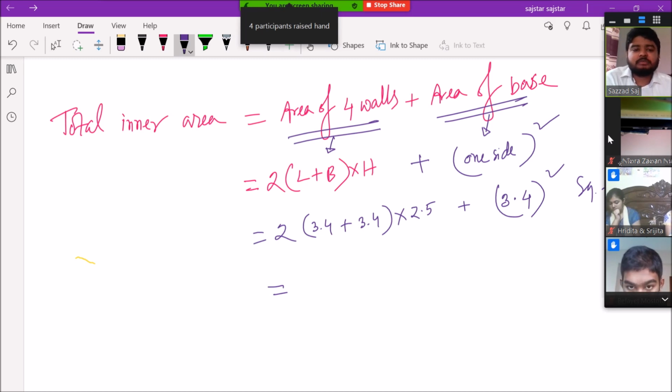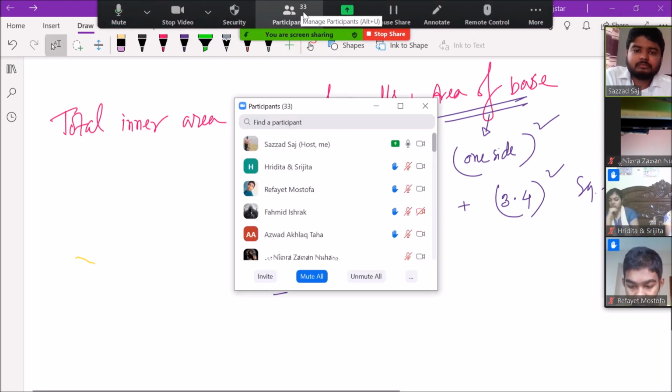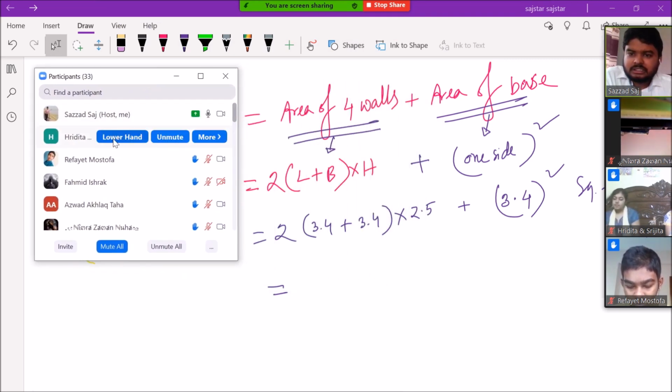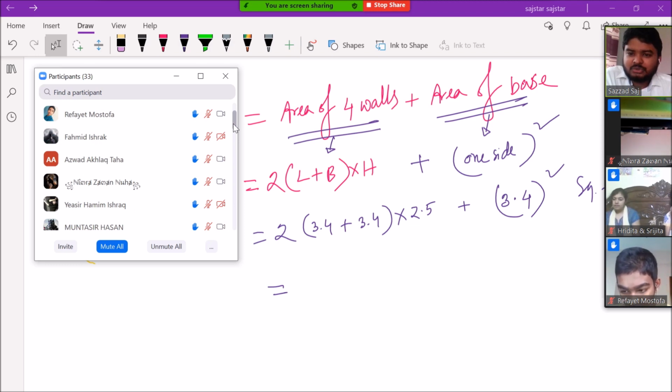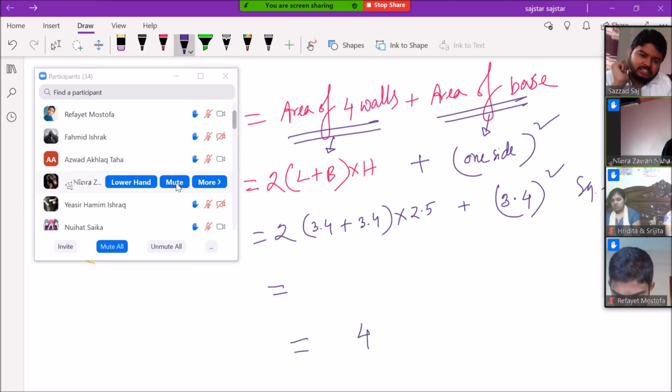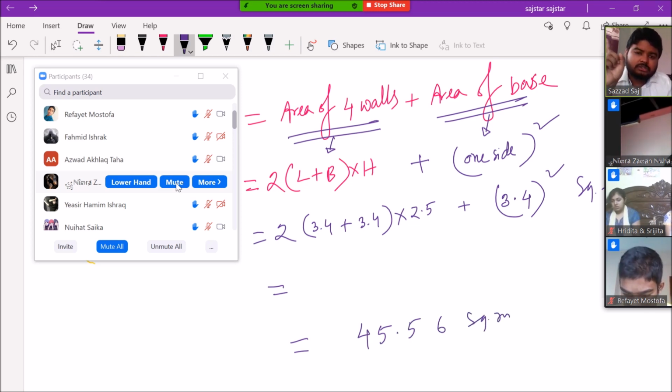I see 4 participants already raised hand. I see Ridita raised hand, Rafayet, Tahamid, then Taha, Nuha, Farhan, Muntasim. Yes, I know. Thank you for your calculation. I'm asking from Noha this time. Noha. Sir, 45.56. The final result is 45.56 square meter. Square meter, right?